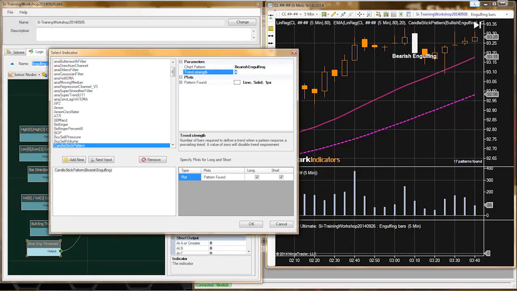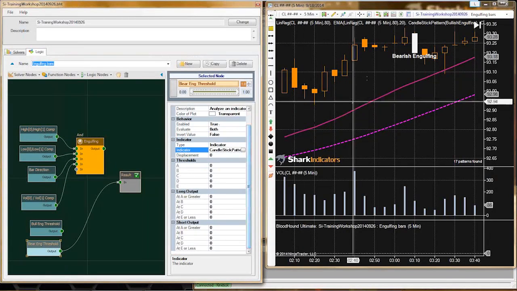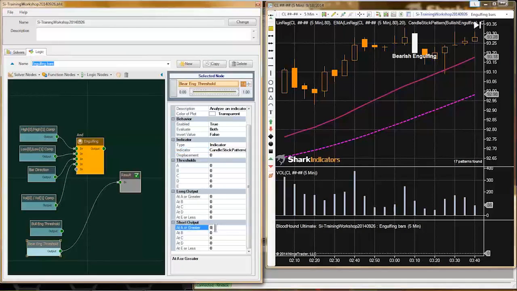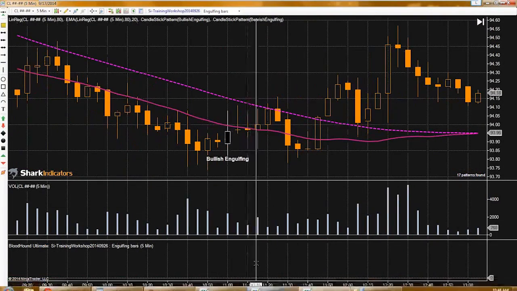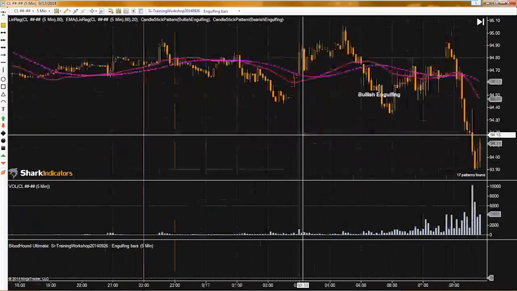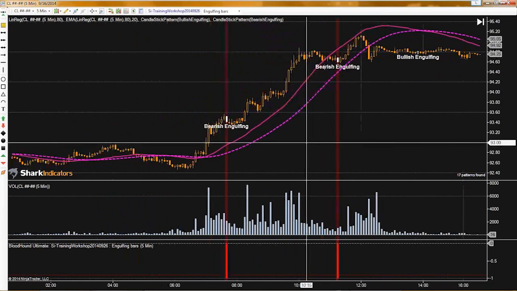Once again, I'm going to change the trend strength down to 1. Alright, patterns found, that's all good, leave that alone. And since this is a bearish engulfing, we're going to want to use the short output this time. Set that to 1. And there we go. Not a lot of bearish ones on this chart, but there's 2 more.